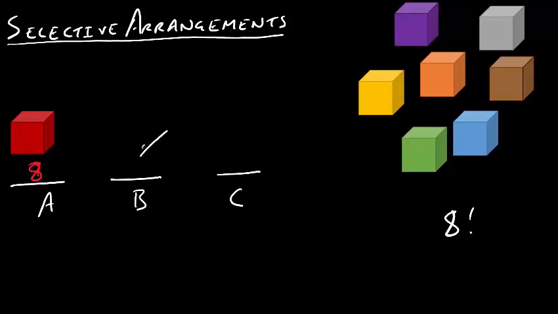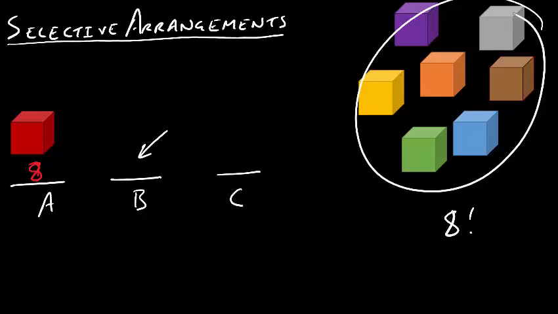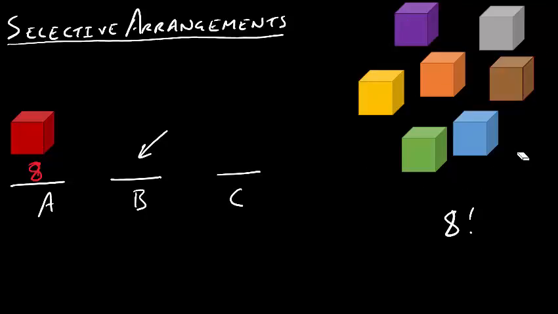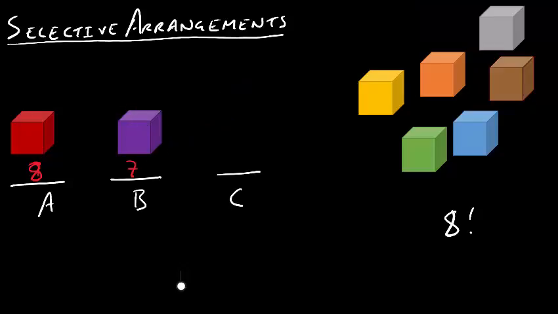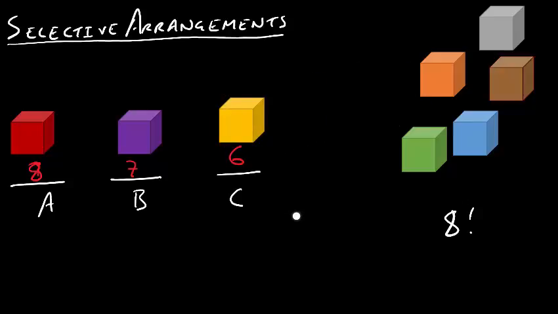So how many cubes have I got left to choose from to put in position B? Well, I've got 7 cubes to choose from to put in position B. Yeah, this should just be a reminder of the first video. So let's suppose I put, I don't know, the purple cube in position B. So how many cubes does that leave to put in position C? Well, I've got 6 cubes to choose from to put in position C. So let's suppose I put the yellow cube in position C, and that's it. I've got no more positions to fill.